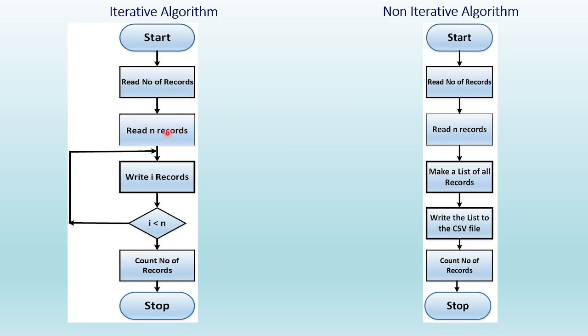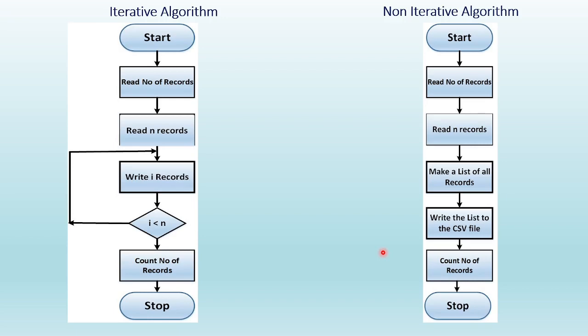In the iterative algorithm, first you have to read the number of records, then you have to read the records one by one and write them in the CSV file. When this iteration is over, go to the last module, that is count number of records. In the non-iterative algorithm, first you have to read the number of records, then read the records and make a list of lists. When this is over, write the entire list into the CSV file in one go. Then write the number of records on the monitor.